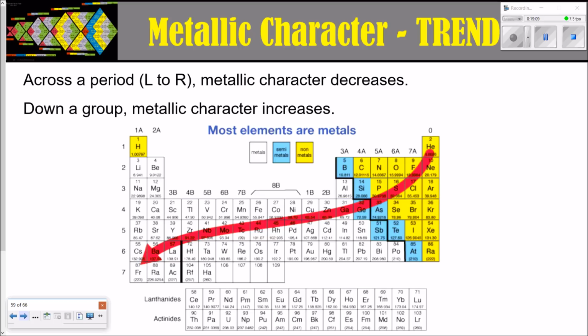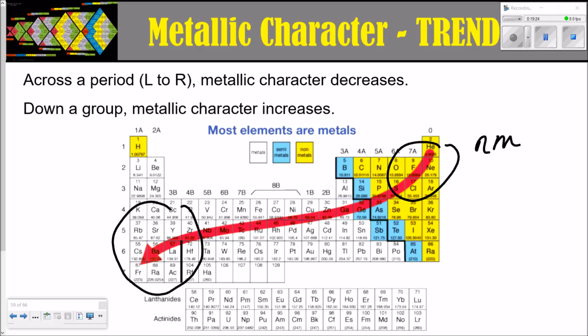So metallic character overall as a trend, based on what we just said: these elements down here are going to have higher metallic character than these, which should make sense. These on the left side are metals, and on the right-hand side, these are going to be your nonmetals. They're not going to act in a way that metals would.